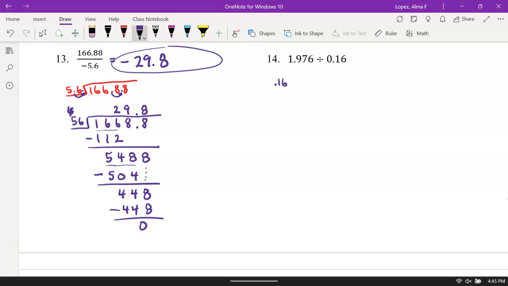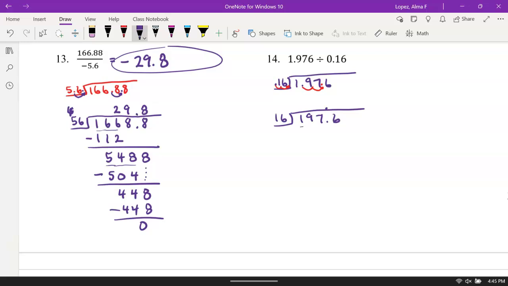If I'm dividing 0.16 into 1.976, I need to move the decimal point 2 to the right because I must make it a whole number. But anything I do to the number on the outside, I'm going to have to do to the number on the inside. Here's where my new decimal point goes. So let's rewrite it. This is now going to be 16 divided into 197.6. Here's where the answer's decimal point will go.